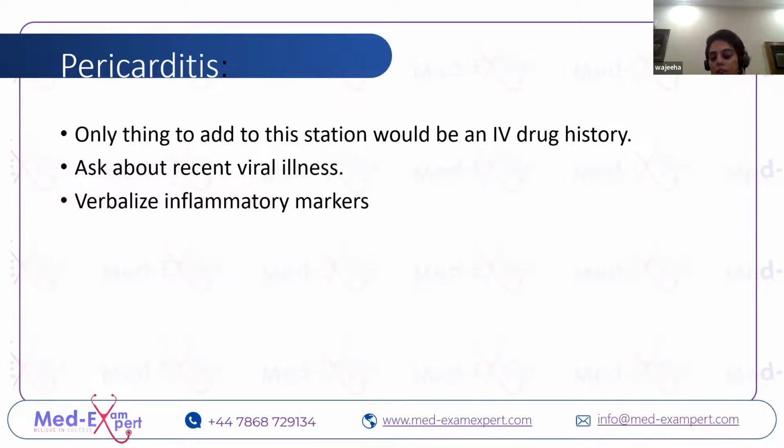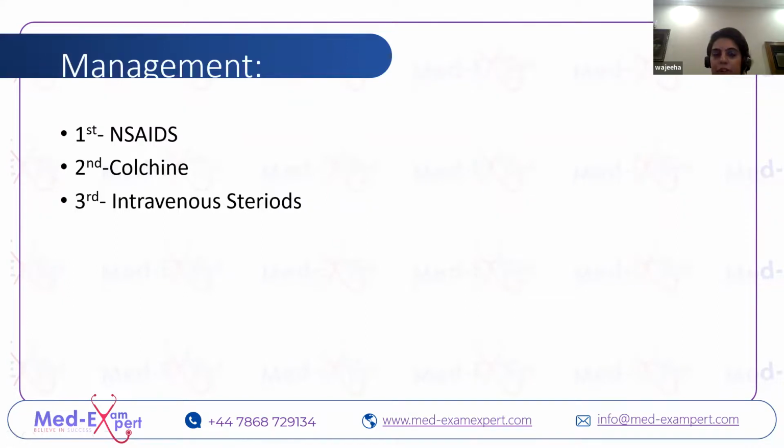So once you have told about this one, right, so management, right? Now, how you can distinguish yourself from the rest of the candidates while talking about the management, right? First, do you have any idea, Mr. John, what's going on with you?